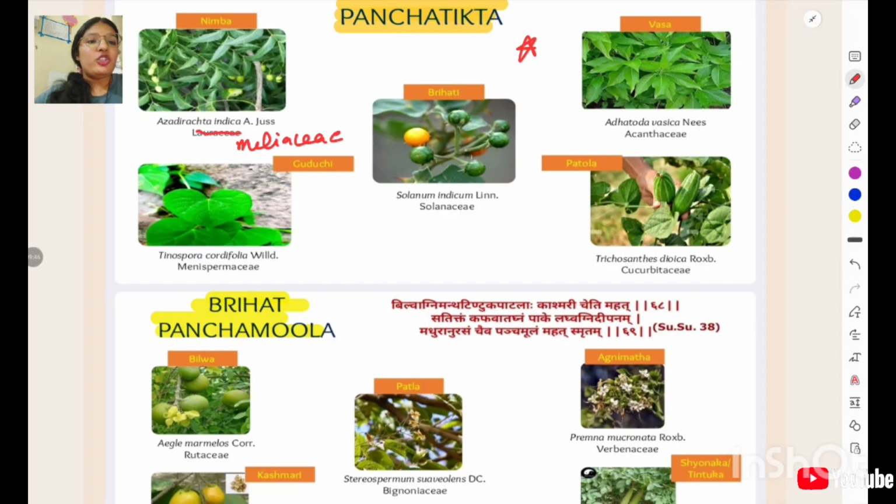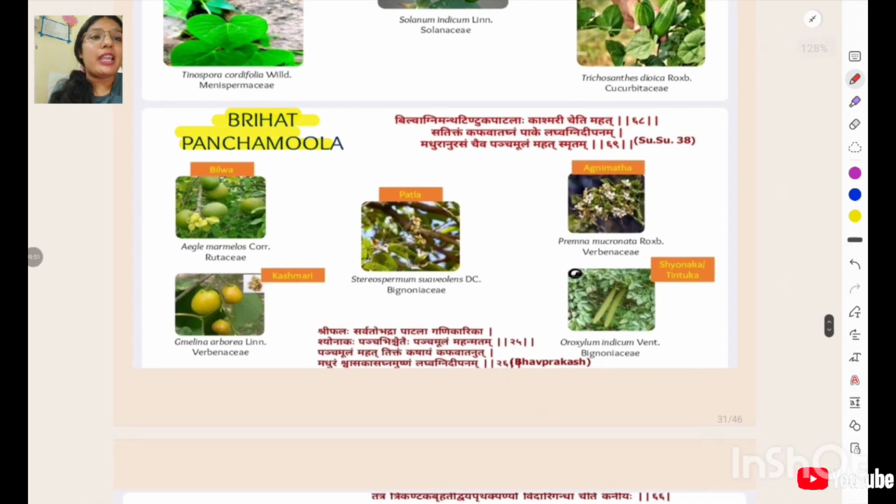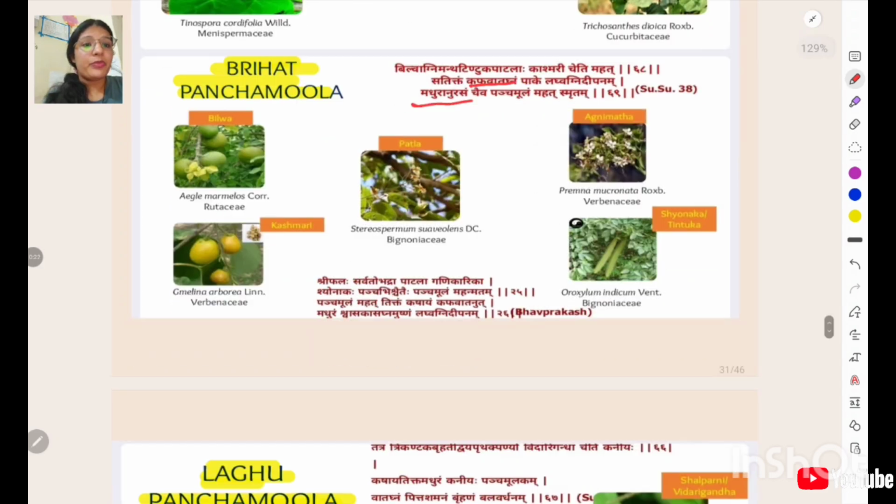Next is your Brihat Panchamula. Brihat Panchamula is very famous: Bilva, Agnimantha, Tintuka, Patala, Gambhari. These are 5 ingredients of the Dashamula: Bilva, Aegle marmelos, Rutaceae family; Gambhari, Gmelina arborea, Verbenaceae family; Patala, Stereospermum suaveolens; then Agnimantha, Premna corymbosa; then Shyonaka, Tintuka, Oroxylum indicum. It has the function of Kaphavatahara, and it is Madhura Anurasa.